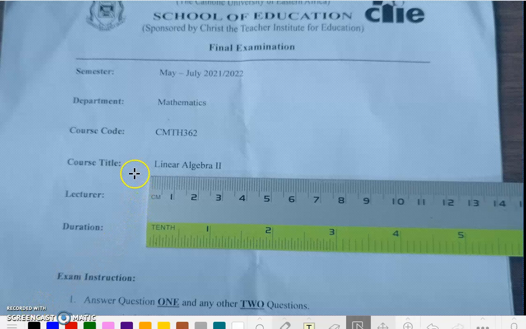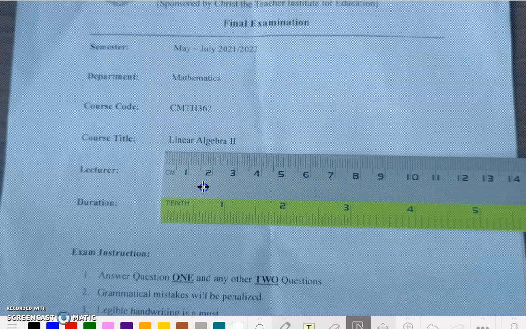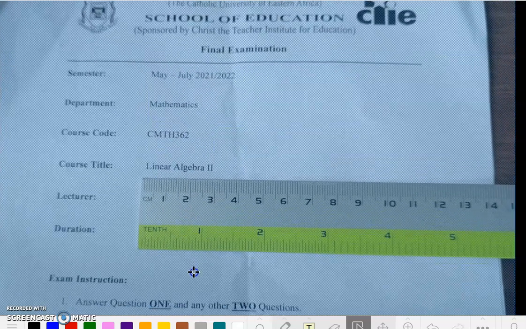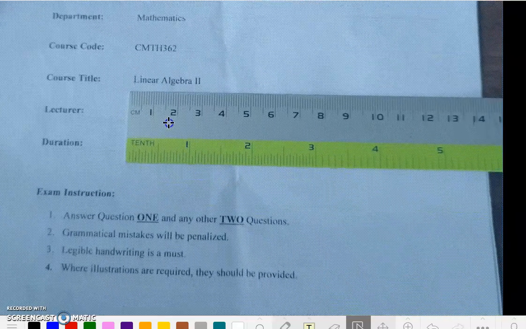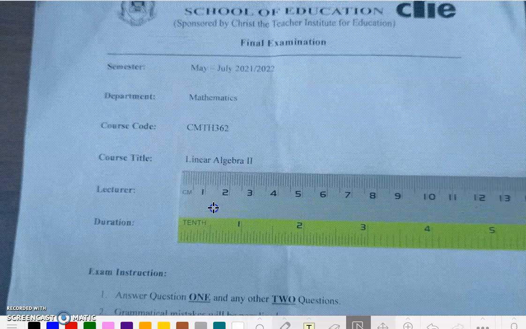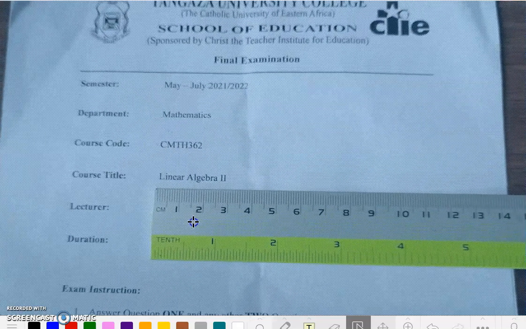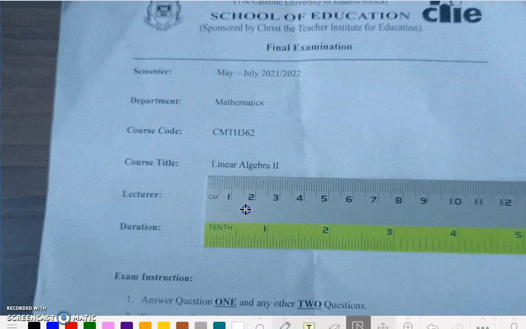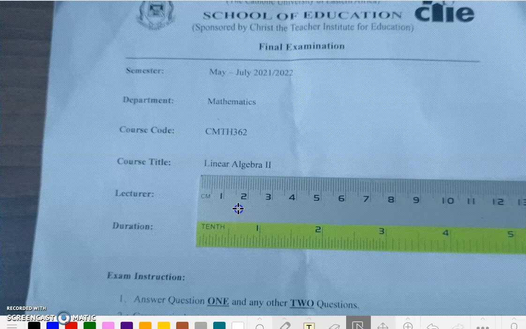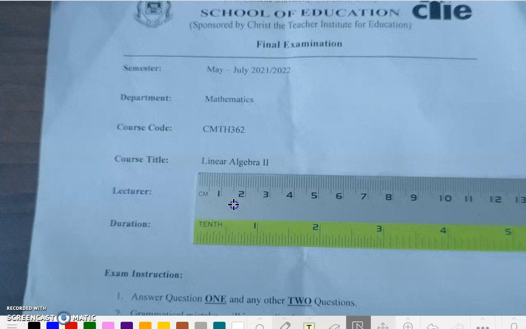Final examination, May to July 2022. This is the latest paper for linear algebra 2, and we are going to be looking at it. You will see that most of the questions in this paper we've already handled, so you might need to refer to the previous video so that you will know how to do those questions. So we are going to start.